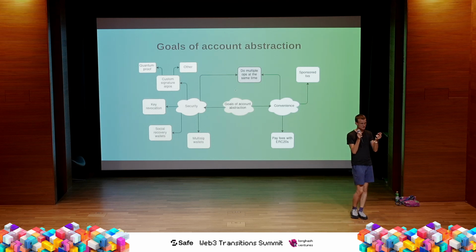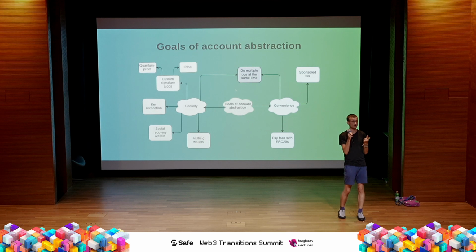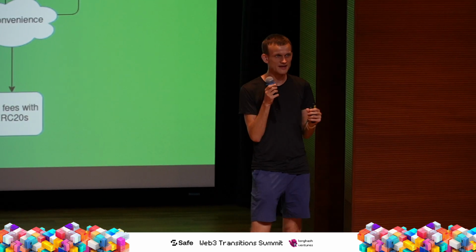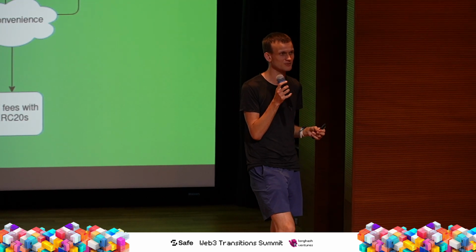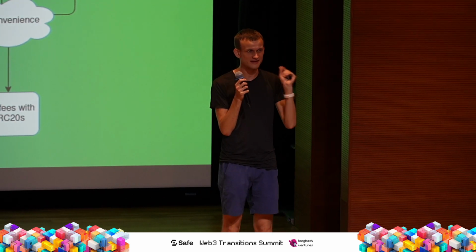Well, there's two ways to look at it, right? One way to look at it is we make it possible for people to have quantum secure addresses. The other way to look at it is we make it possible for people to create addresses that have quantum secure backups, right? This is actually something that the beacon chain did for keys.